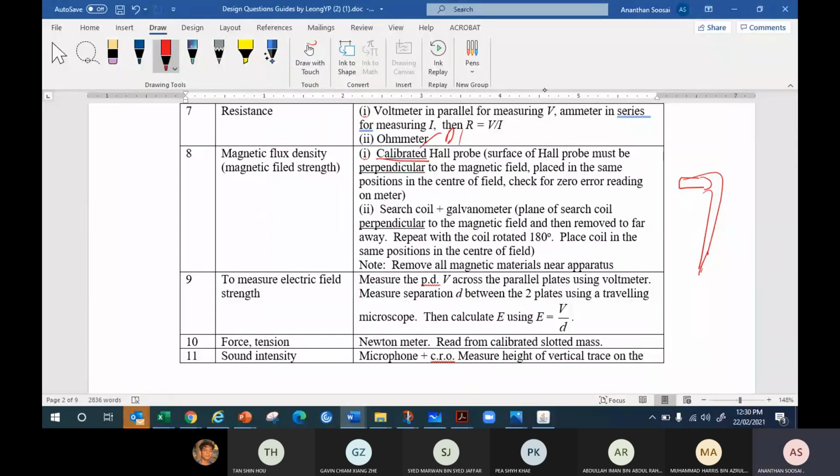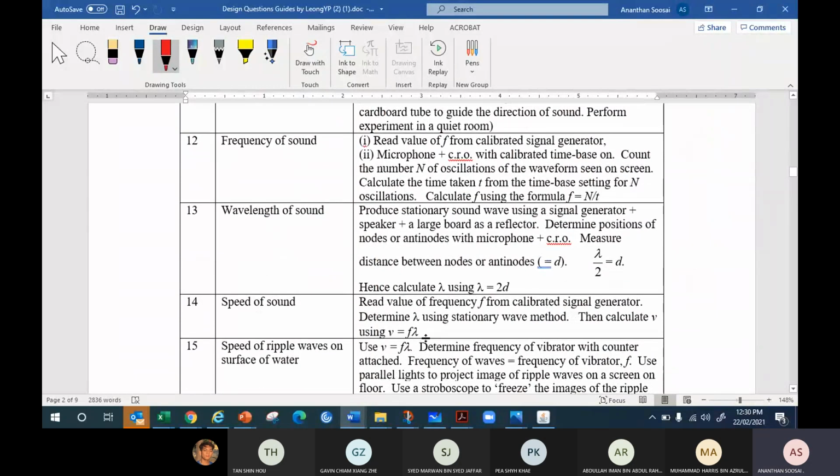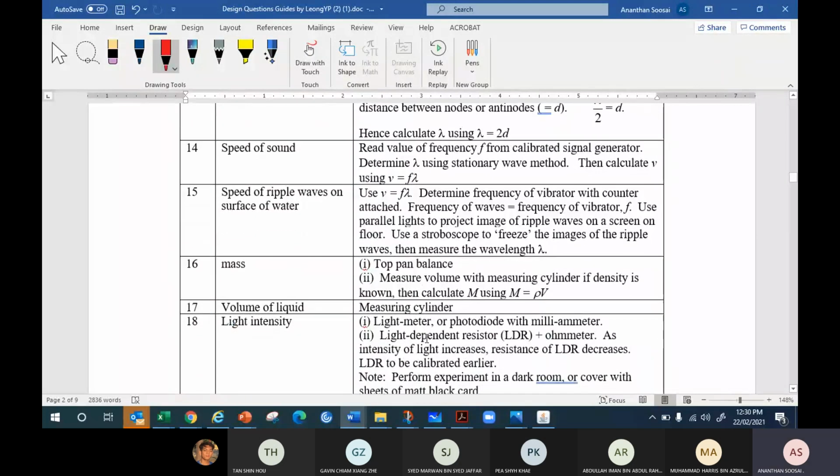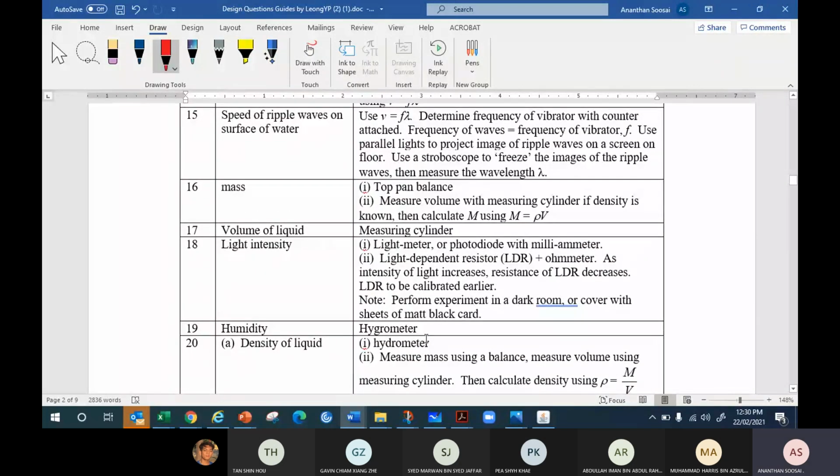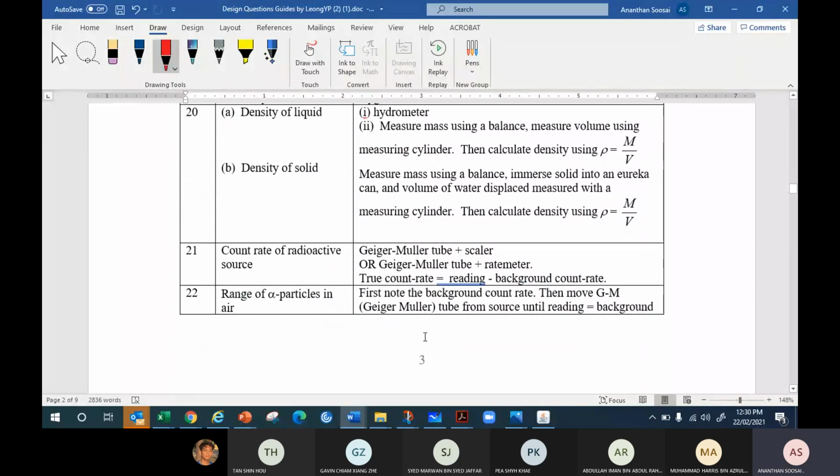And electric field, how to measure electric field strength? Use a parallel plate, E equals V over D. So this document tells you, to measure any quantity, what instrument is needed. You can check from this list. It's a long list: frequency of sound, wavelength, speed of sound, mass, and everything. So that's why you need to read this document.